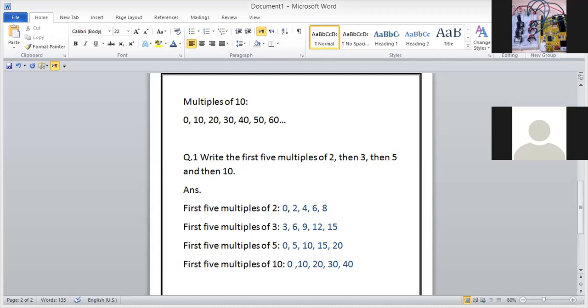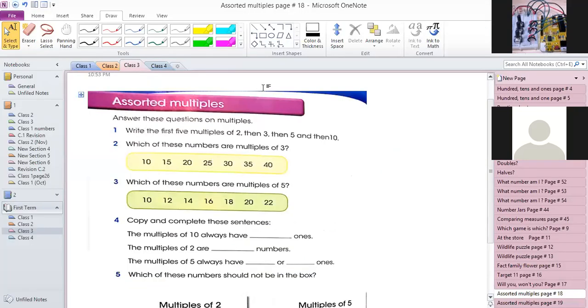All right, guys. Now I'm going to share a new screen with you. I'm going to the book to complete question number 2. Can you see the new screen? Yes. That's very good. So question number 2 we are going to do, guys.